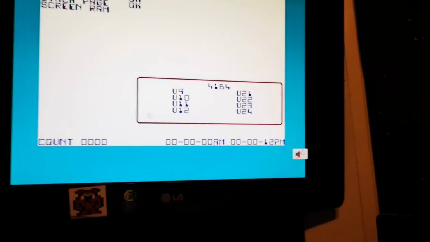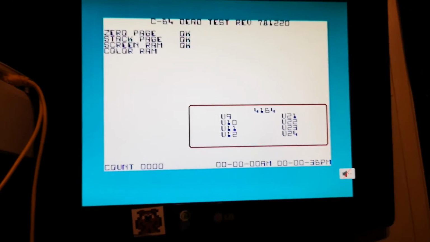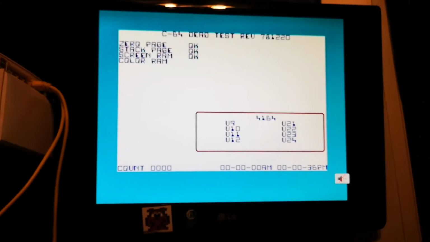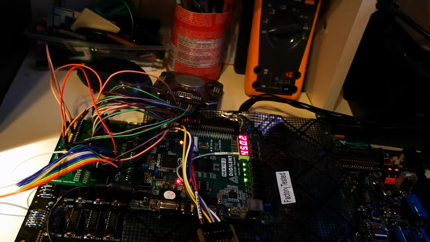Now at 36, it's 33, 34. There you go. So that is actually working. So something else is wrong. So it seems that the time of day is working. Maybe it doesn't like to be written and read back so fast.